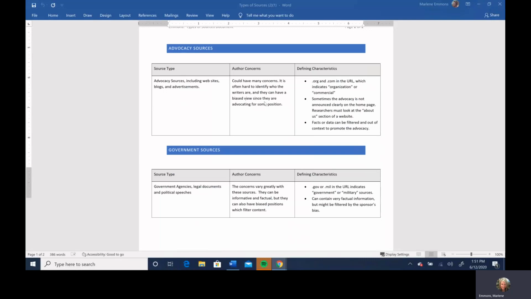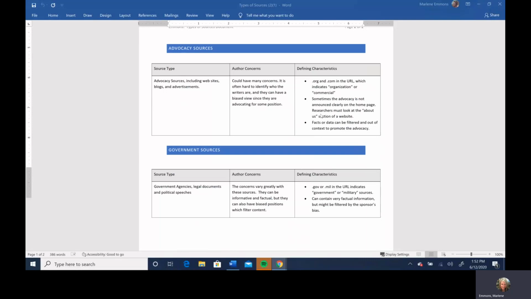Yeah, you'll find that when you sometimes go to websites. Who wrote this? Well, they may not have an author name. You may end up having to assume that the website itself is the author. Again, they may be advocating for a position. They can be defined by oftentimes .org and .com in the URL, which indicates organization or commercial.